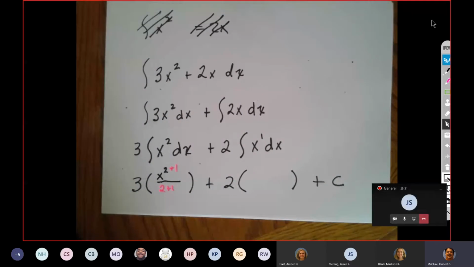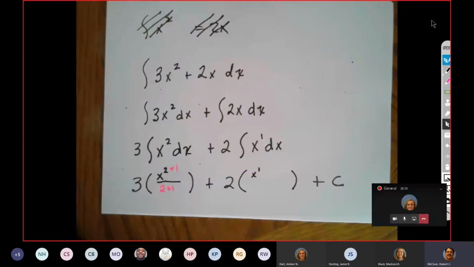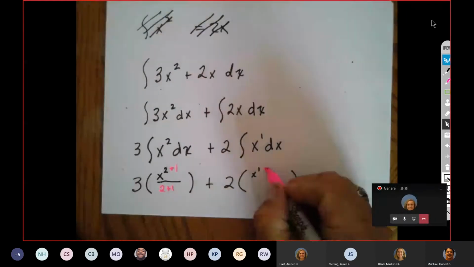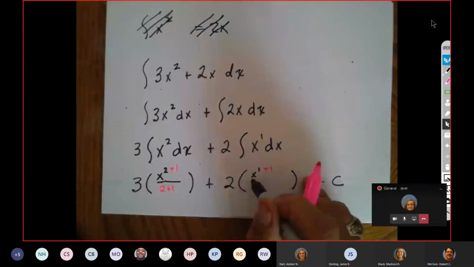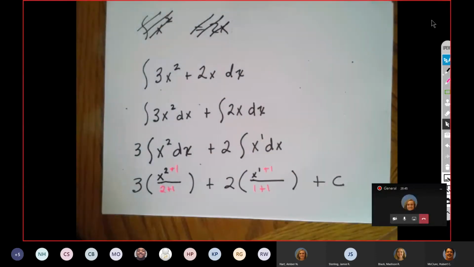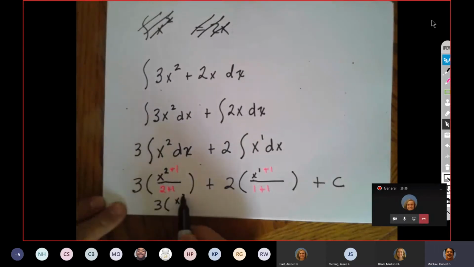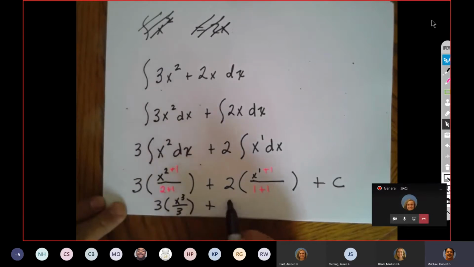So this one over here is going to be x to the first plus 1 over 1 plus 1. So your final answer, well, I'm just going to rewrite everything. 3 times x to the third over 3 plus 2 times x squared over 2.